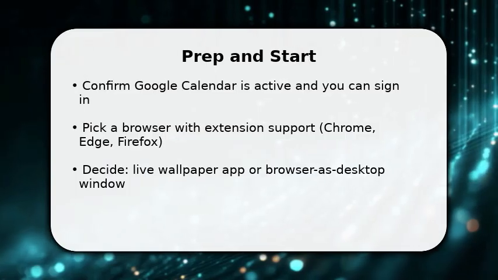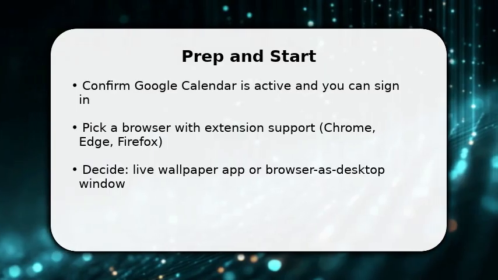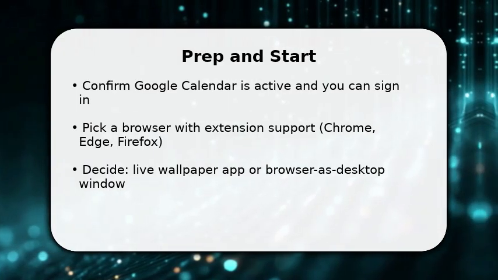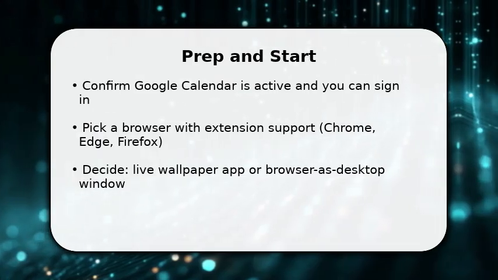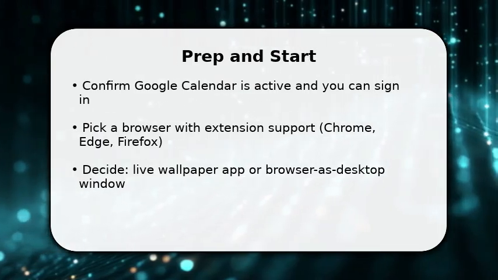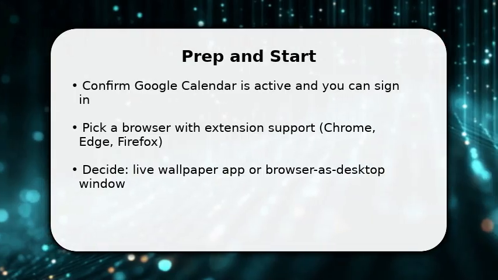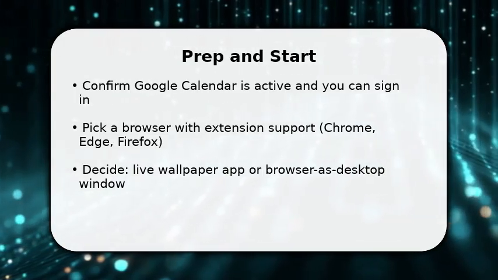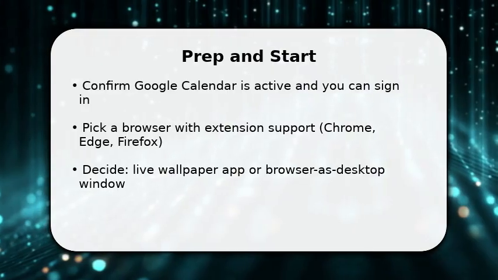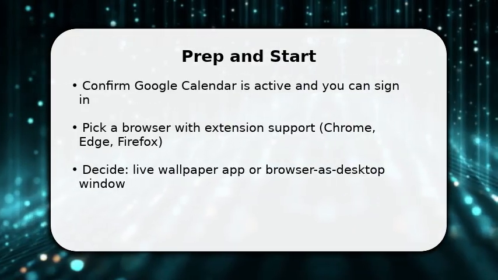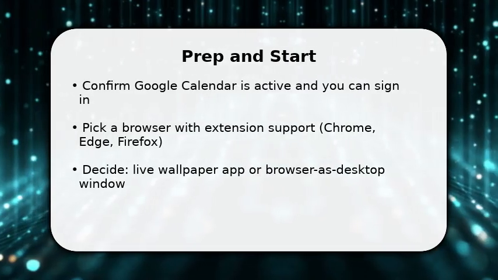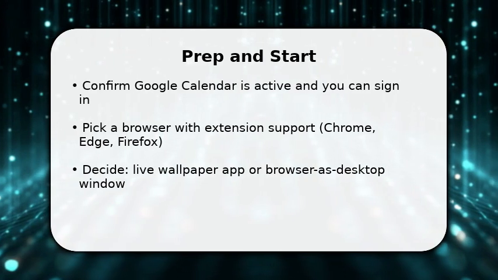You'll start by confirming you can sign into Google Calendar and that the calendar you want is visible. Next, choose a browser with extensions. Chrome or Edge work best because of extension and app support. Once done, decide whether to use a live wallpaper tool that accepts web URLs or to run the calendar in a borderless browser window that sits behind icons. This step saves time later. Make the choice now so the following steps match your selected method.